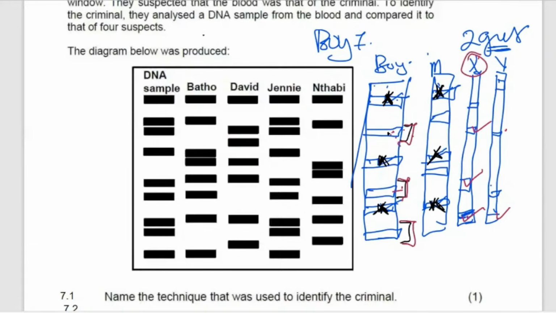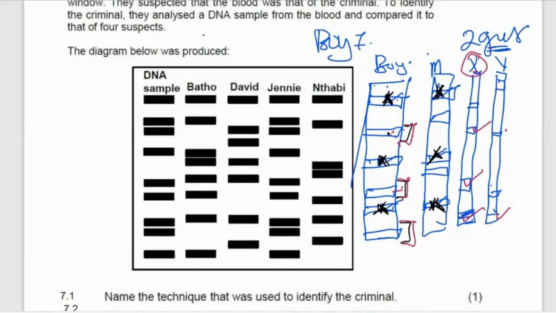Explain your answer. Why are you saying that X is the father? X is the father because the remaining bars of the boy which do not correspond with the mother correspond with guy X. The word 'all' must be there: all the remaining bars of the boy, after matching them with the mother, correspond with guy X.